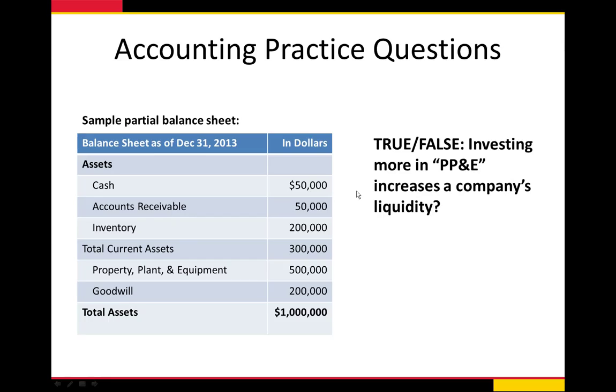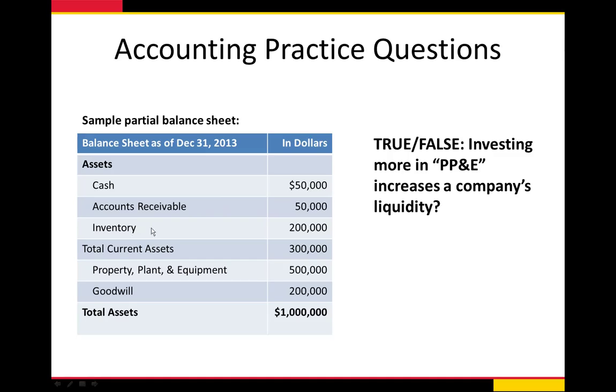Now, if I ask you a true-false question like investing in more PP&E increases a company's liquidity, what would you say? Remember, PP&E is property, plant, and equipment, $500,000 here. Does this impact your liquidity? Think about that. What is liquidity? Liquidity is essentially how quickly something can get to cash. Cash is the most liquid. Accounts receivable is pretty liquid. You still have to get the checks in before they're cash, but we still like to count cash and accounts receivable when we do our liquidity equations.